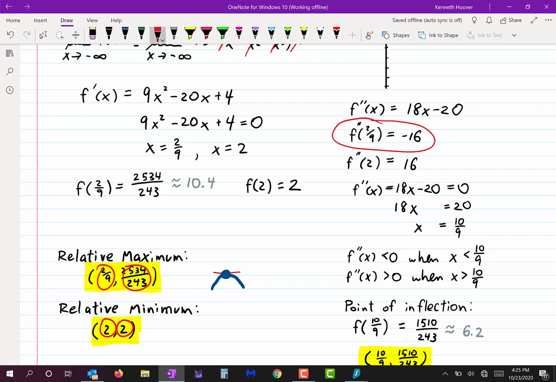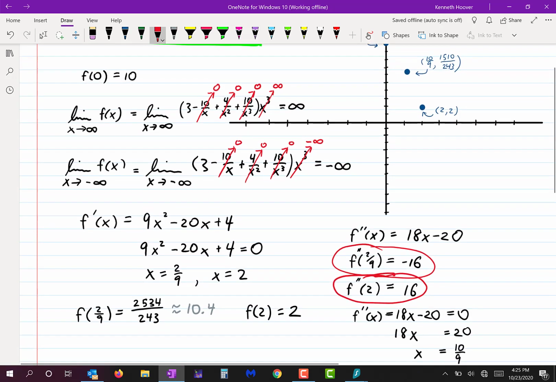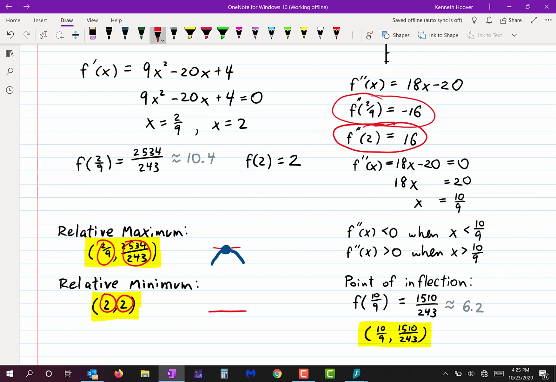For the other one, we plugged in the number 2 into the second derivative and we got 16, which is positive, so the graph's concave up. So we have the graph leveling out at that point, and it's concave up, so that's how I know that's a relative minimum.